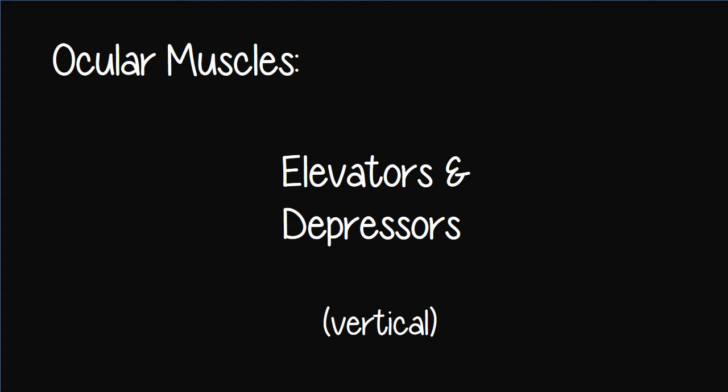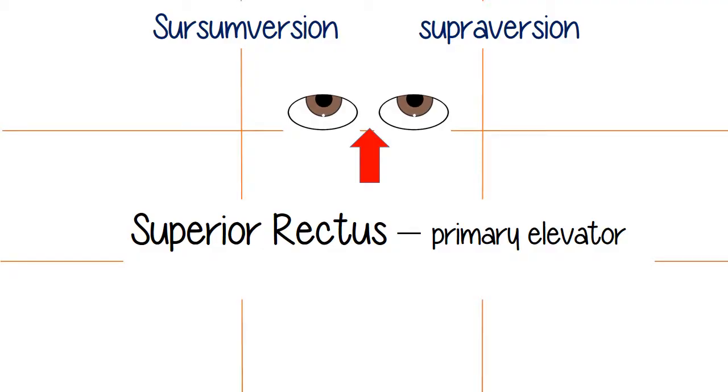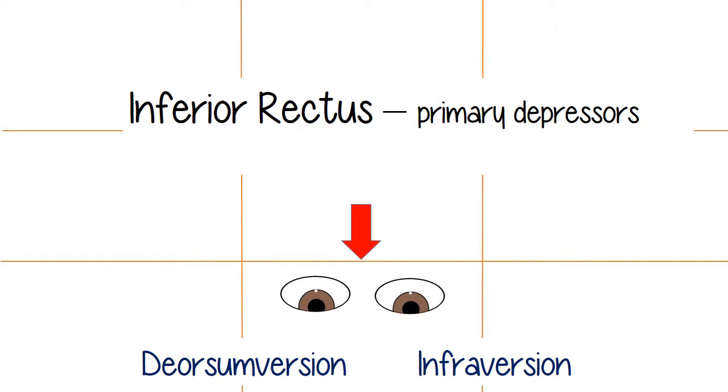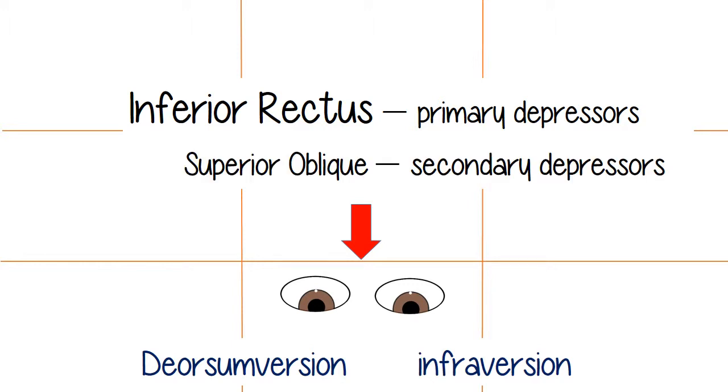So we have the elevator and depressor muscles that cause our vertical movements of gaze, up gaze and down gaze. We have elevation, or circumversion, supraversion, up gaze, caused primarily by the superior rectus muscle, aided by the inferior oblique. Depression, dorsumversion, infraversion, or down gaze, is primarily the work of the inferior rectus muscle, aided by the superior oblique muscles.